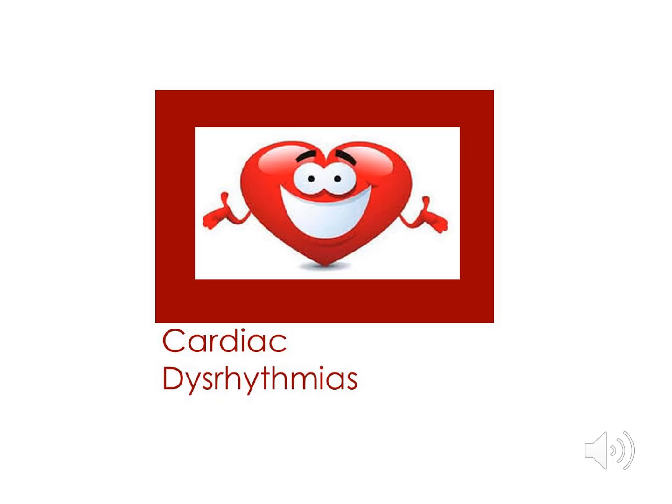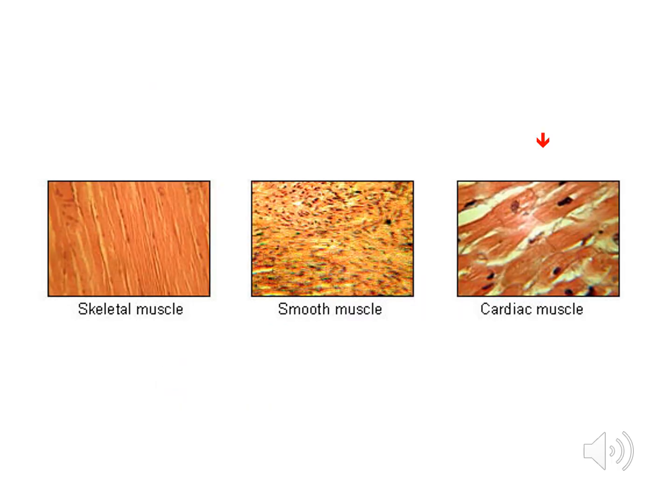That's what dys means. Now, to understand cardiac dysrhythmias, we first need to review a little bit about the physiology of the conduction system. You remember that heart muscle, you see the red arrow pointing at heart muscle cells. The heart muscle cells are unique in that they can generate their own action potentials, which then trigger contraction of the heart muscles.